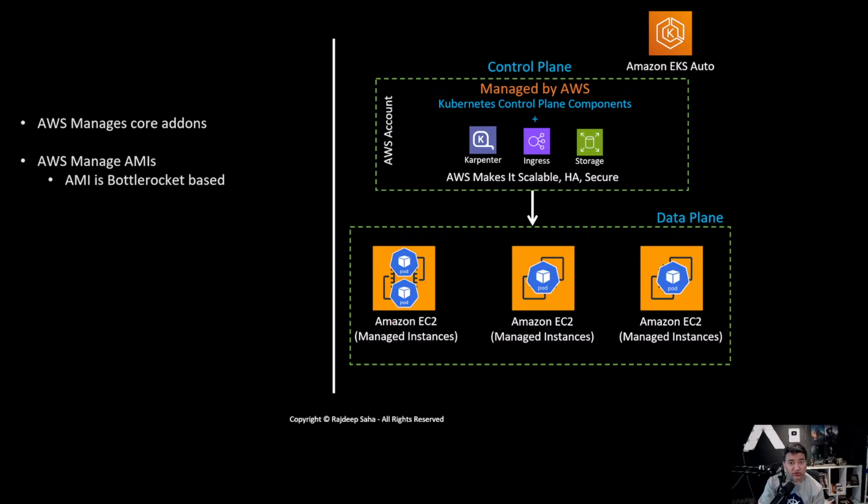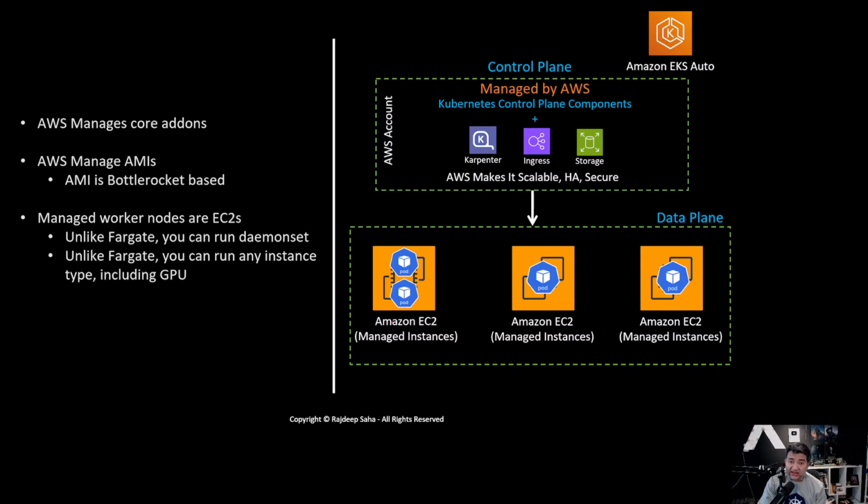Okay, so with EKS Auto, AWS manages the core add-on, AWS manages the AMIs. So AMI is Bottlerocket based, right? You don't need to manage anything. Managed worker nodes are EC2s. What that means is, unlike Fargate, you can run daemon set. Okay, and unlike Fargate, you can run any instance type, including GPU, because EKS Fargate, you cannot do GPU.